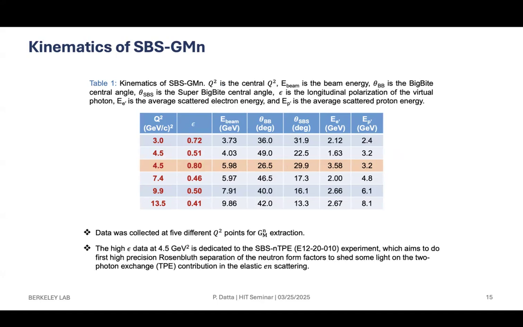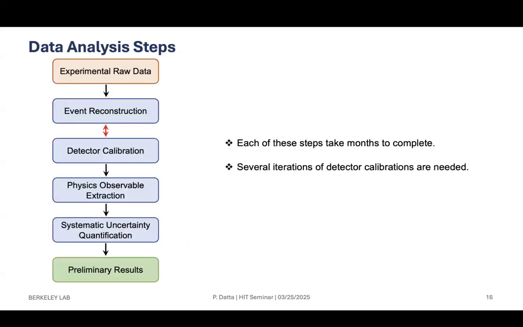And as you must have noticed, for Q-squared equals 4.5 GeV squared, we took data at 2 different epsilon points. The high epsilon point was primarily dedicated to the SBS-NTP experiment, which is a high-impact experiment that ran parasitically with GMN for the first high-precision Rosenbluth separation of the neutron form factors, to shed some light on the 2-photon exchange contribution in elastic electron-neutron scattering. So it was a nice addition to the GMN.